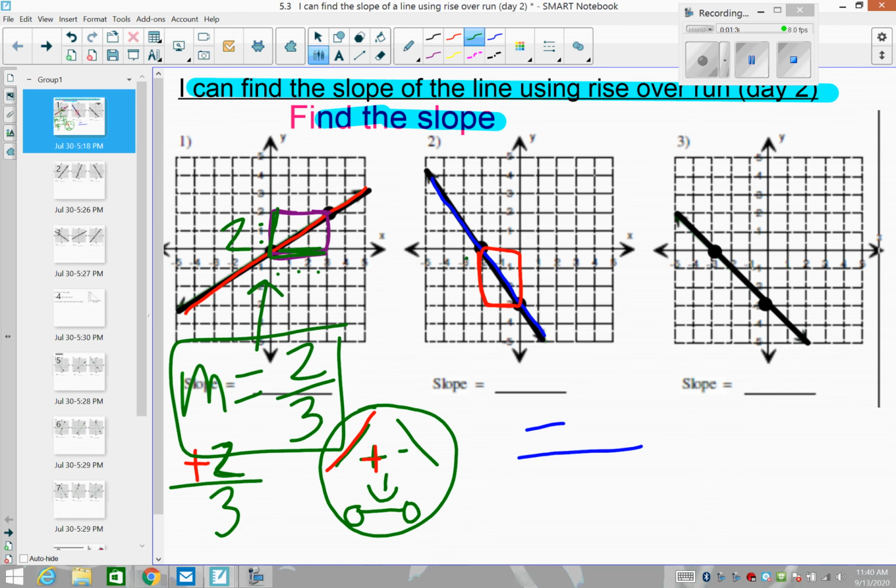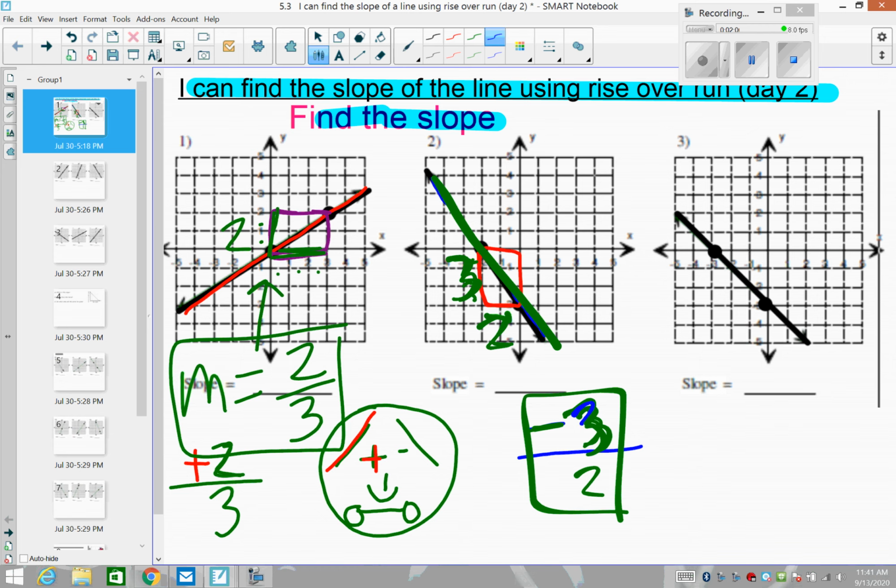And we have one, two, 3 units. So the rise is 3 and it's negative because it's a decreasing line. Let's switch pens here. And then our run is 1, 2. So we have 3 units for the rise or the height and 2 units for the run or the width. Decreasing line, so it's negative. So it's a -3/2. And that would be our slope of our line. That cannot be reduced because they're both prime numbers. So our answer for slope in this question is that the slope is equal to -3/2.